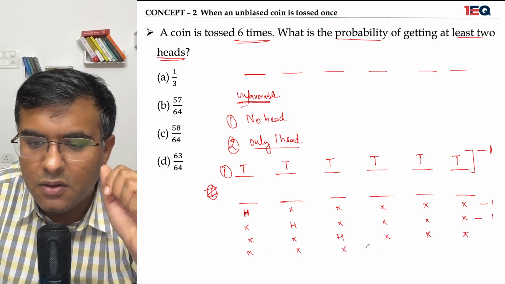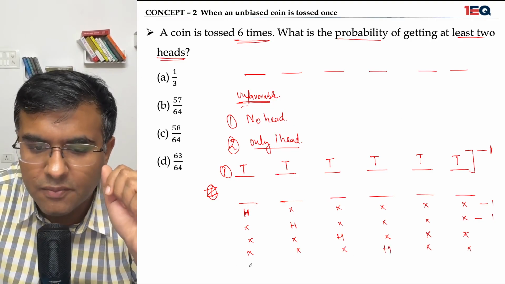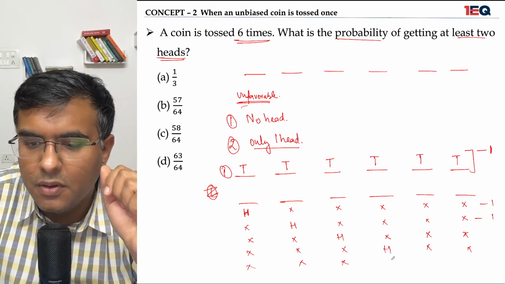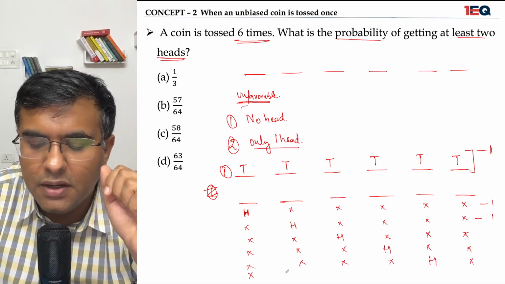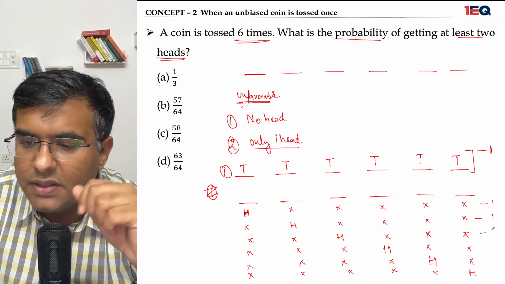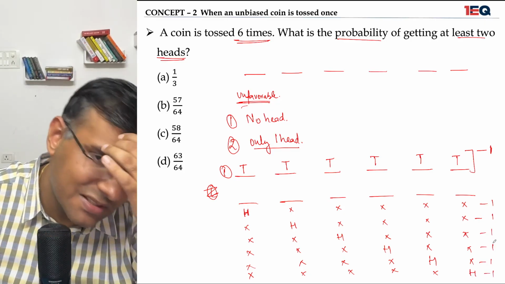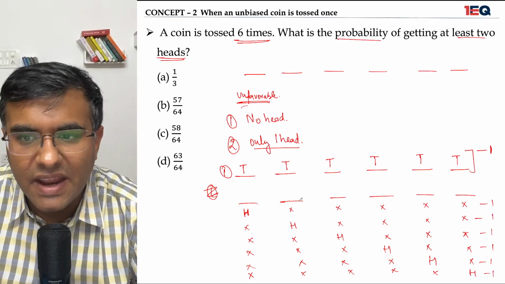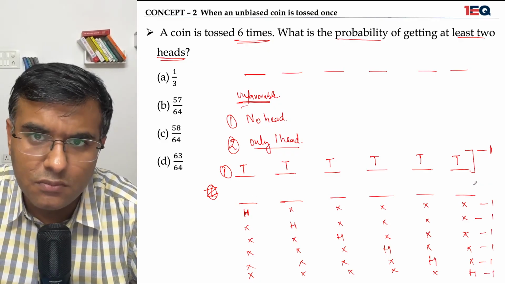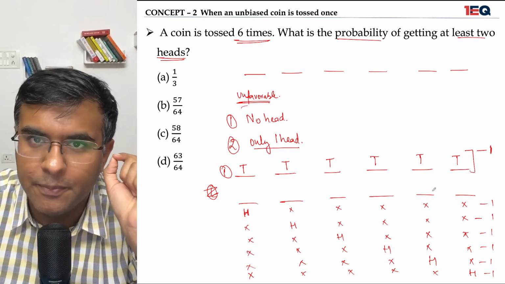Similarly, fourth flip head, rest every time tails. Fifth flip head, rest every time tails. And sixth flip head, and rest all the time tails. Okay, so there are going to be six such possibilities when you would be getting head at different places, and that would be only one head in the entire try.